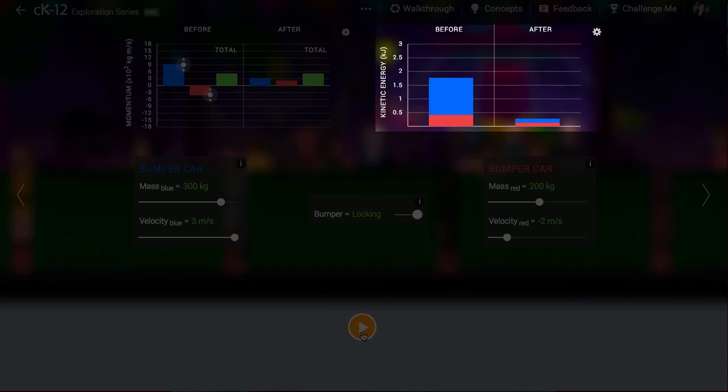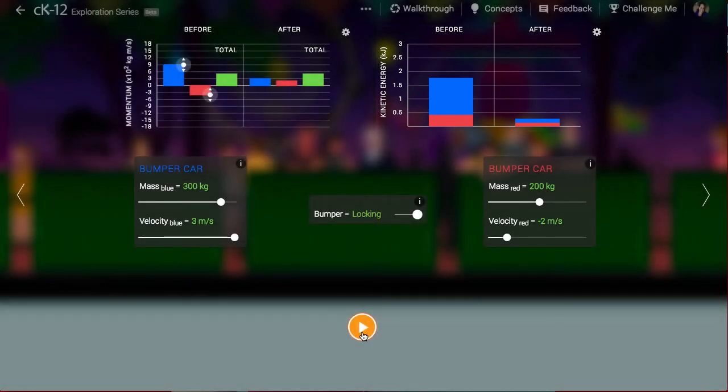Energy is converted to many different forms: sound, heat, and the breaking of chemical bonds in the bumpers themselves, causing scratches and dents. Try out different settings and see if you can uncover patterns in the behavior of the carts that result in their collisions.